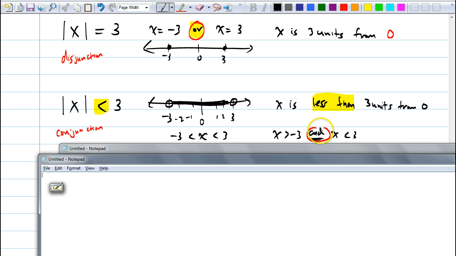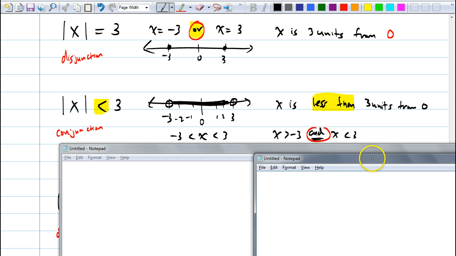If you had "or", it would be all real numbers. Does that make sense? Do you see why when you have the less than symbol, it's really a conjunction? You need "and" in the middle. Does this explain why less than goes with "and"? If it was "or", it would be all real numbers, which doesn't make any sense. So this is why when you have the absolute value of x less than some number, you need "and" in the middle. Is that okay?